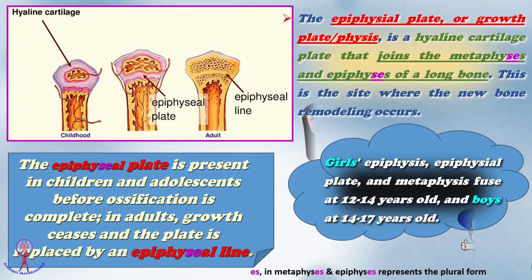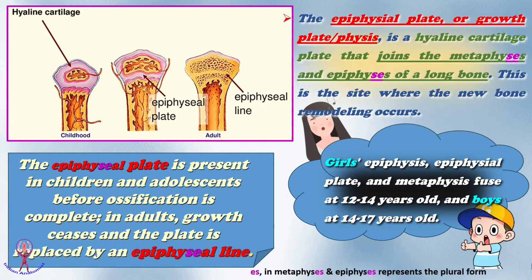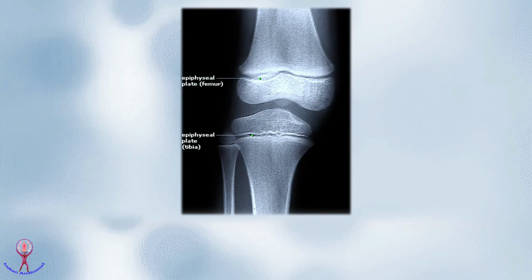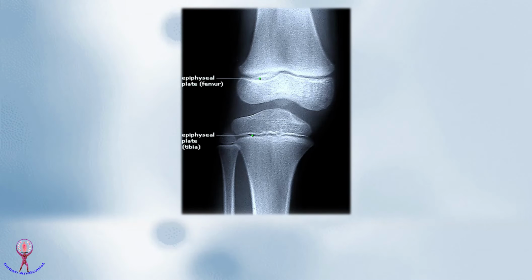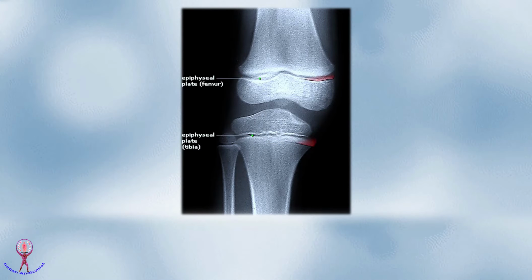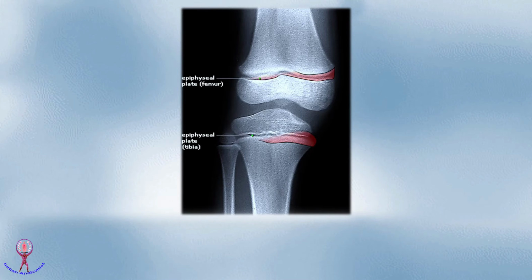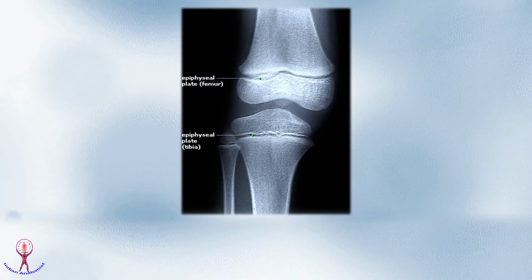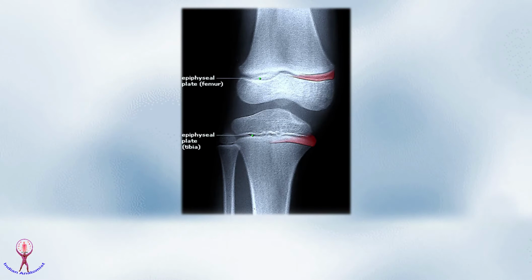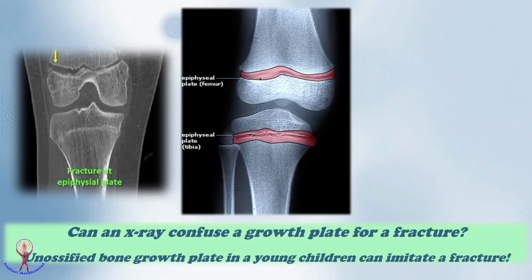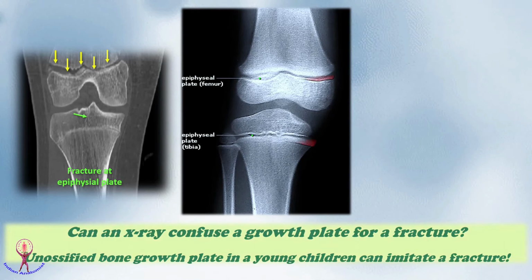Girls' epiphysis, epiphyseal plate, and metaphysis usually fuse at 12 to 14 years old, and boys at 14 to 17 years old. The picture displays the X-radiograph of a knee joint of a young child, showing a gap present between the metaphysis and epiphysis. This gap is occupied by the epiphyseal plate, made of hyaline cartilage, which is radiotranslucent, so appears black in color. Can an X-ray confuse a growth plate for a fracture? An unossified bone growth plate in a young child can imitate a fracture.